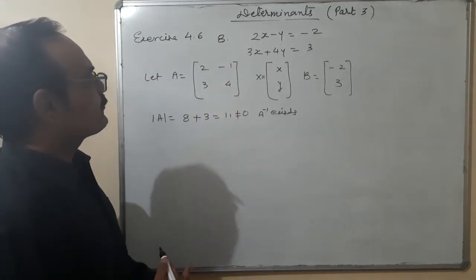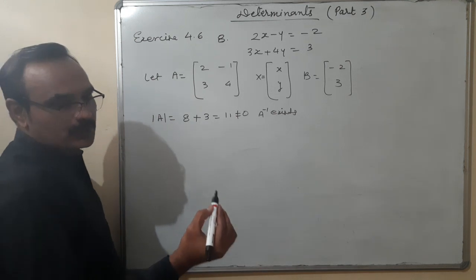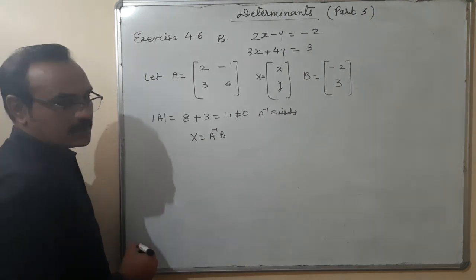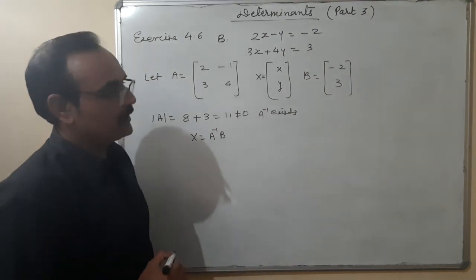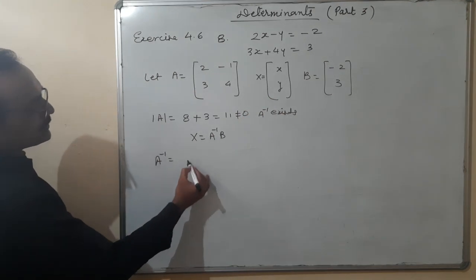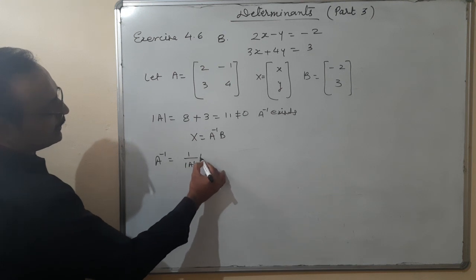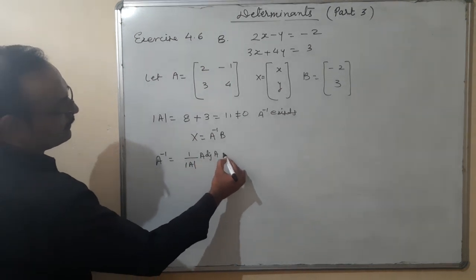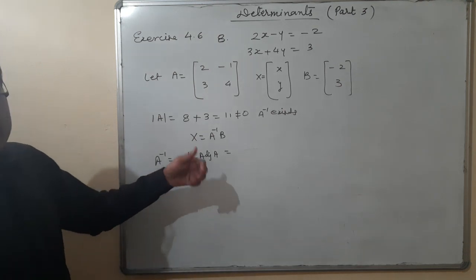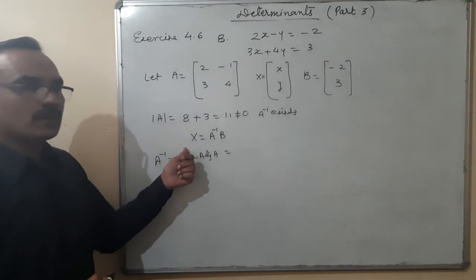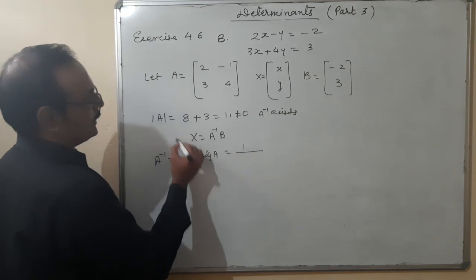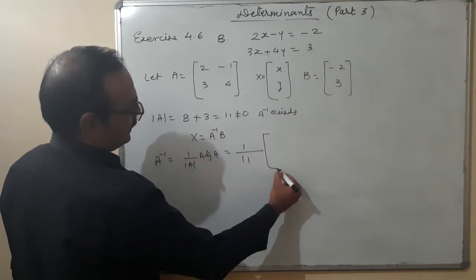Okay. After that, our formula for finding the values of x and y is X is equal to A inverse B. This is a formula. Here, what is required first? A inverse. To find the A inverse, A inverse is equal to 1 upon determinant value of A into adjoint of A. In my previous lecture I told you, A inverse is equal to 1 upon determinant value of A into adjoint of A. 1 upon determinant value of A, that is 11, adjoint of A.